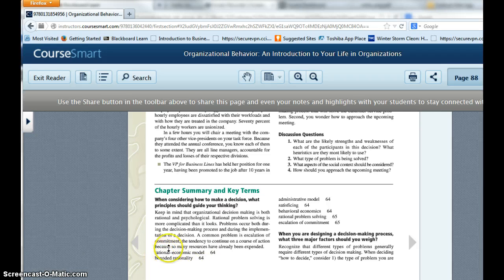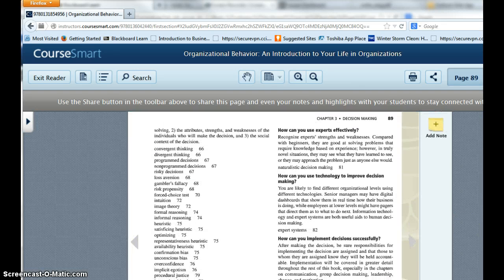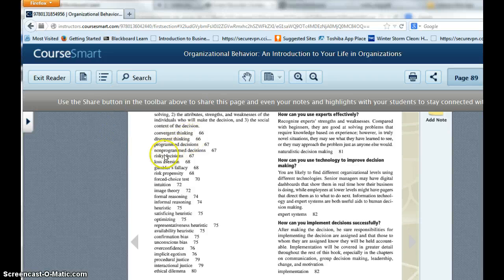Bounded rationality, rational economic model, satisficing, and then on to the next page. Any of these that apply to what you read at Google: divergent thinking, non-programmed decisions, image theory, formal reasoning. Some of these are going to definitely apply to the article. So you should be able to use these concepts; all of them were described and explained in the chapter.